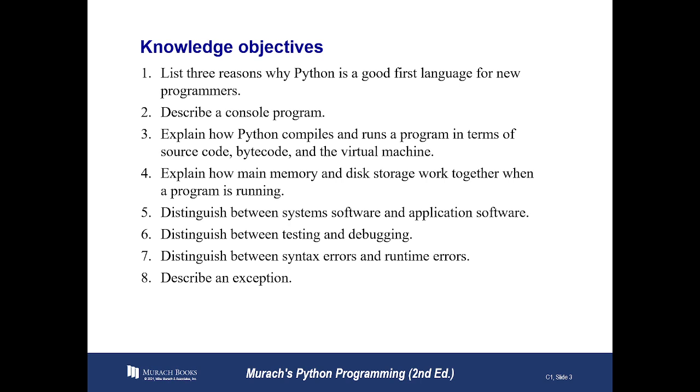And then there are some basics about devices such as memory and disk drives, whether it's SSD, solid state drives, or HDD, hard disk drives. These are essential things for any operating system. And then we'll talk a little bit about the difference between systems and application software. When we get into debugging and testing our programs, we'll look at different types of errors that can occur, such as syntax and runtime errors, and what an exception is versus an error.